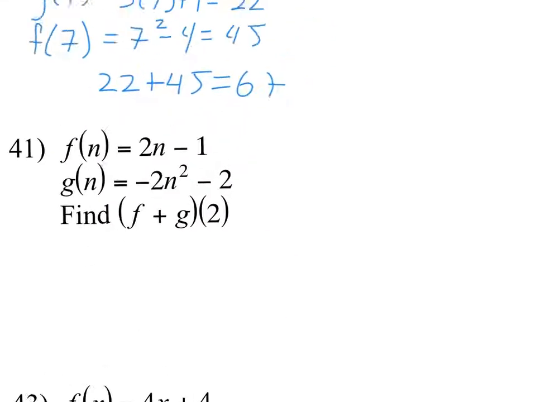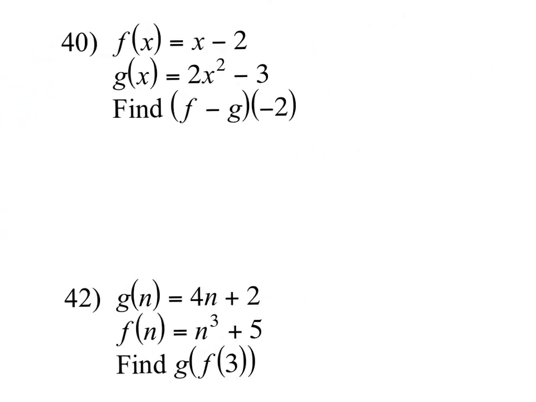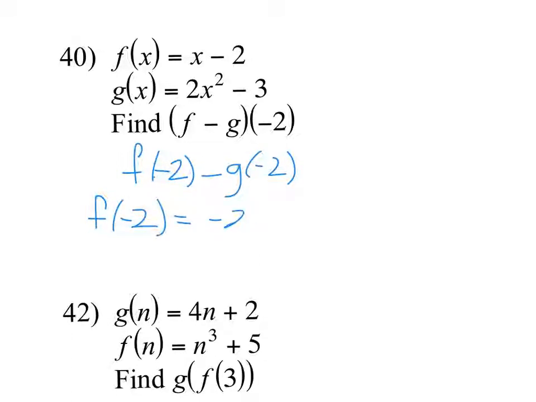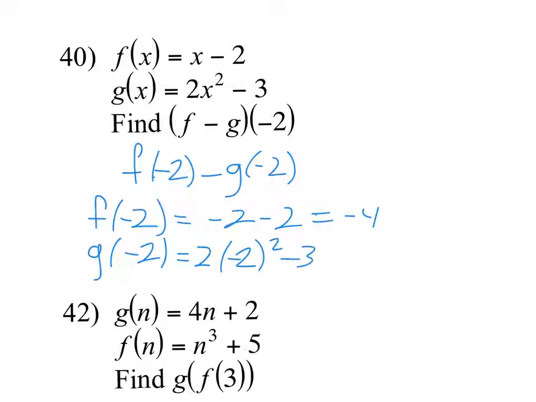Number 41 is similar. Number 40, we're doing subtraction, so I'll take a look at that one. So this is really f of negative 2 minus g of negative 2. F of negative 2 is going to be negative 2 minus 2, which is negative 4. G of negative 2 is 2 times negative 2 squared minus 3. Negative 2 squared is 4. 2 times 4 is 8. Minus 3 is 5. And then the first one minus the second one is going to be negative 9 is our answer.